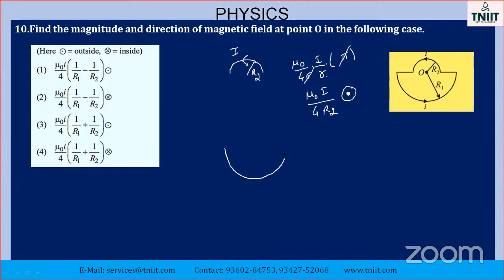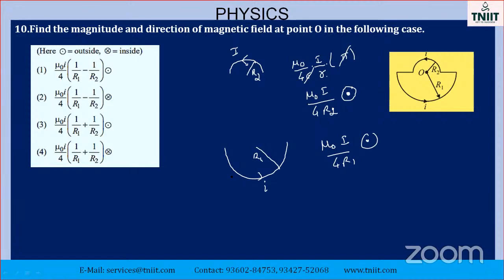The other one will be the bigger semicircle. For the bigger semicircle, the radius is R1. So what's the formula for this? Mu naught I divided by 4 times R1. Here also the current is moving in the anti-clockwise direction, so definitely it is also going to be out of the plane.